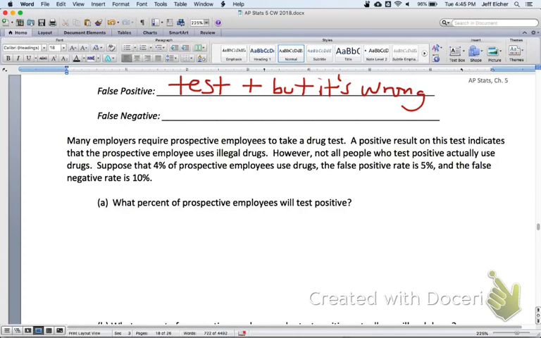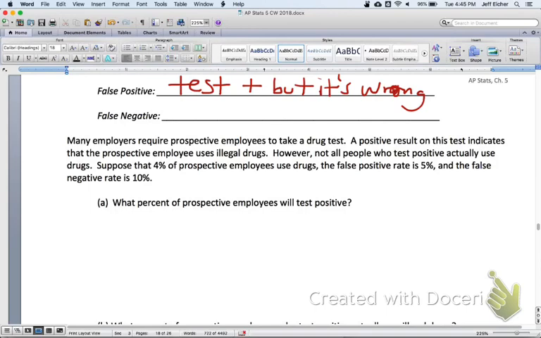But in the medical field, that could actually be in some ways a good thing. Like the test says you have cancer, but the test was wrong, and then you can breathe a sigh of relief. Of course, you might be really stressed while you wait to see if the test was wrong. But that's a false positive. So the positive is what the test says, and the false part says that the test was wrong.